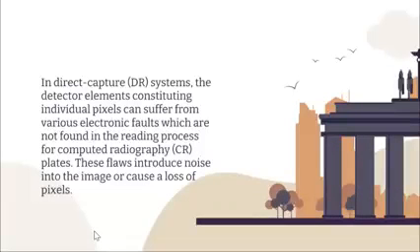In direct capture systems, the detector elements constituting the individual pixels can suffer from various electronic faults, which are not found in the reading process for computed radiography. These flaws introduce noise into the image or cause loss of pixel. Additional software is configured to compensate for these electronic problems. Therefore, DR systems typically undergo more pre-display processes than those required in CR.